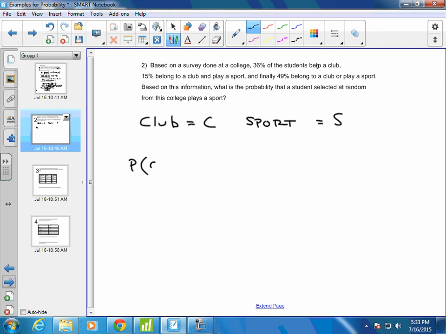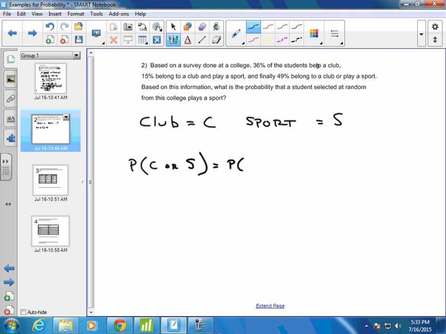Now this goes back to the same thing we were just looking at. If I take probability of C or S, all right, so if I take a look at the probability of C or S, I should be able to apply that rule we had before on the last page, which is the general addition rule.